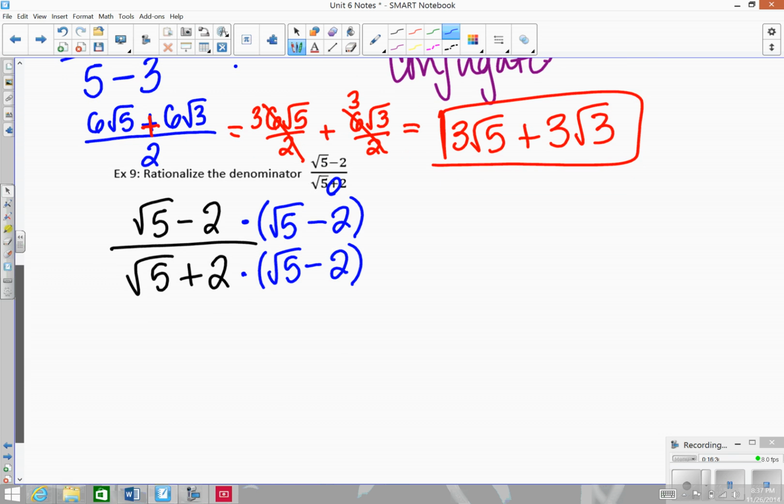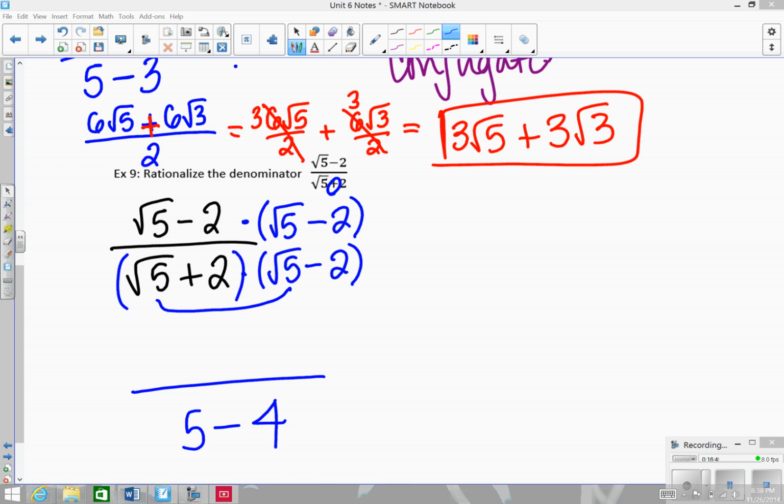So the denominator is going to be easy because since these are conjugates, we know that we're going to have just 5 minus 4. So I basically just multiplied radical 5 times radical 5 and then the last terms, 2 times negative 2, so I got minus 4.